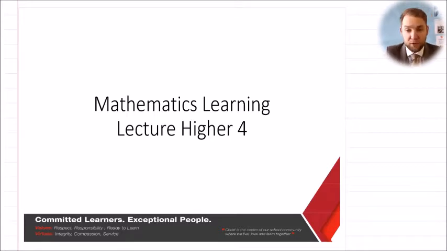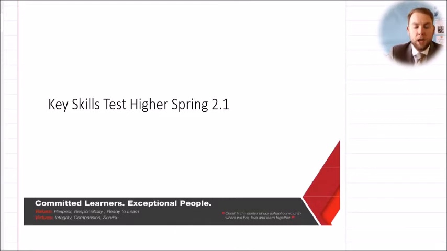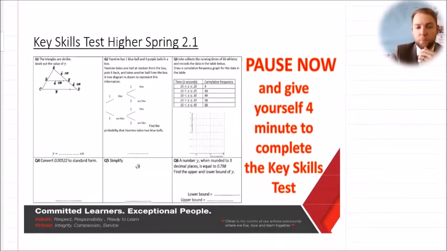Okay, so the first thing we need to do is to have a go at our key skills test. So this is the key skills test Higher Spring 2.1. It's on the front of your booklet. So pause now and have a little go at that. Give yourself 4 minutes to have a go at those questions. Off you go.